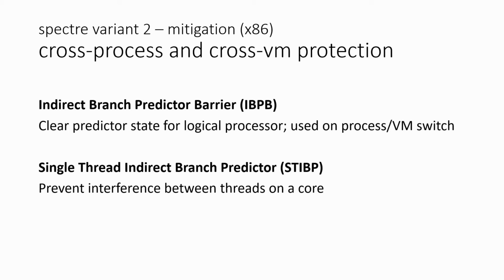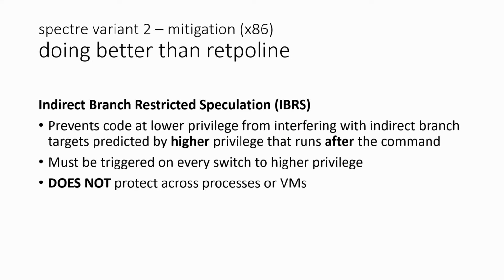Okay, so we've solved cross-process and cross-VM, but we'd still like to avoid paying the cost of retpoline in the kernel. Maybe we can just clear the branch predictor with IBPB every time we go into the kernel. That would work, but the performance cost is tremendous. We need a way to keep branch predictor state without allowing interference across privilege levels. To help us along, Intel and AMD provided another command called IBRS, Indirect Branch Restricted Speculation. As long as we trigger this every time we change to a higher privilege level, user to kernel or VM to hypervisor, the processor guarantees that previous code running at a lower privilege level will not influence how indirect branches are predicted.